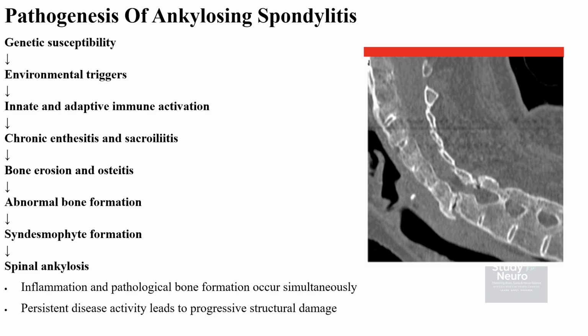The process is not simply inflammation followed by bone formation. Both occur together. Persistent disease activity can therefore drive progressive structural damage, gradually changing the normal architecture and function of the spine.